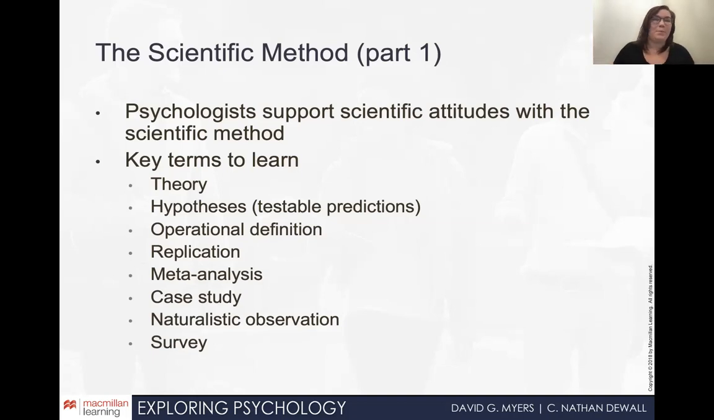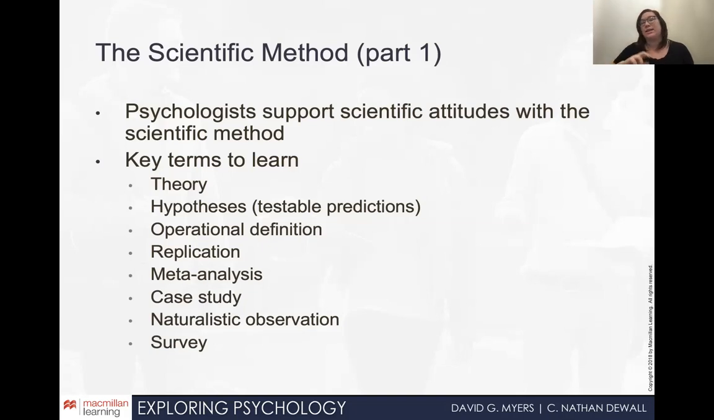Then we have case studies, where if something happens that is impossible or unethical to replicate, we can study a case study, an individual occurrence of something happening. And we derive theories and hypotheses from this case study.